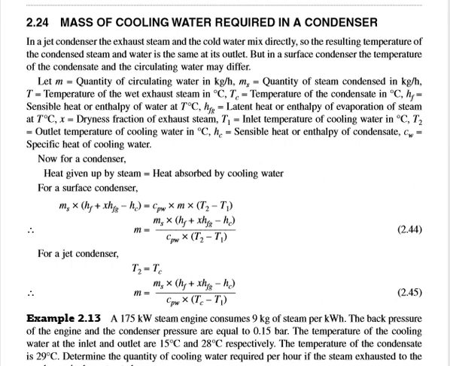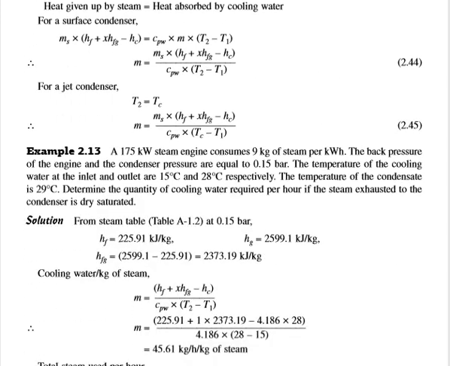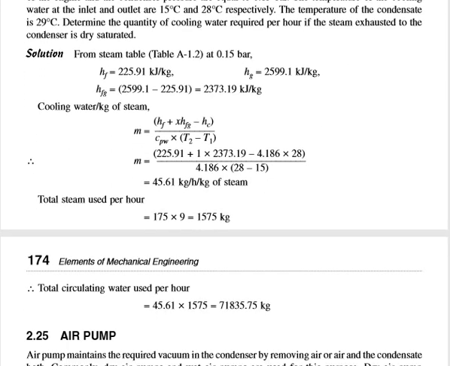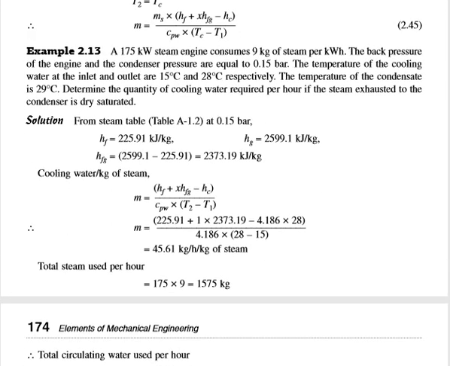You are getting the equation for the mass of cooling water required in the condenser for different condensers. For the surface condenser the formula is different, and for the jet condenser the formula is different, only in the temperature difference. Then we will take one numerical based on that. The first one we will take is one numerical.